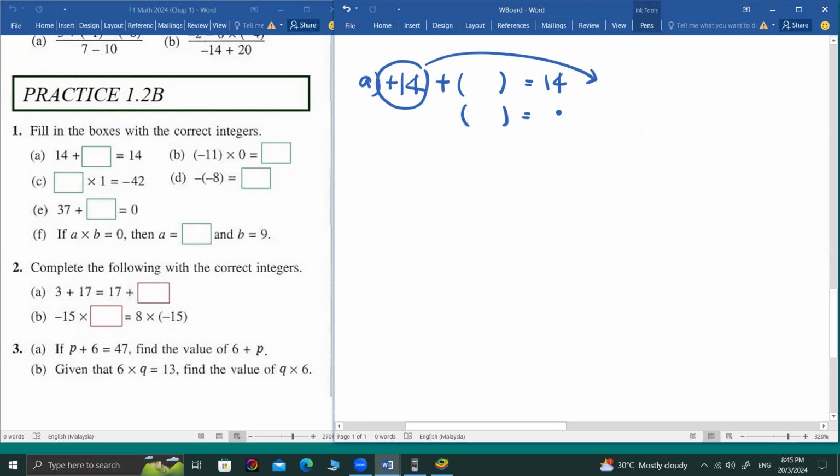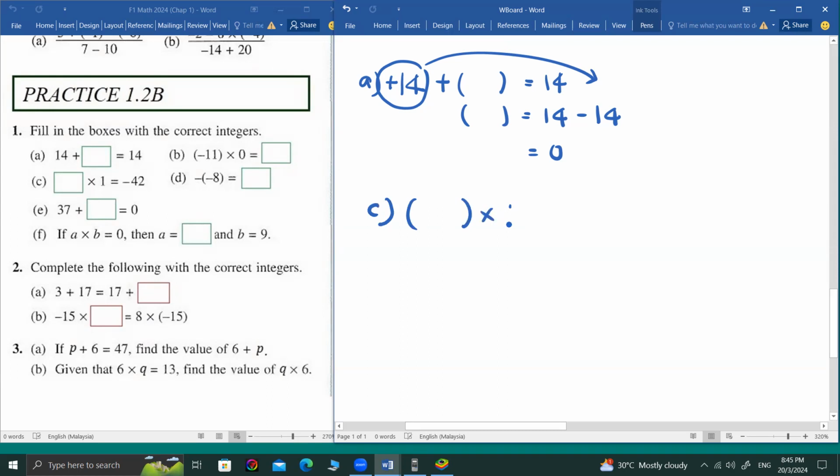Plus becomes minus, then 0. Got it? B no need to shift because it's already behind, it's already after the equal sign. So anything times 0 is 0. For B, tell directly 0. And for C, same thing. Anything times 1 will be back to the same. This one, you can tell directly. Or you can do it like this.